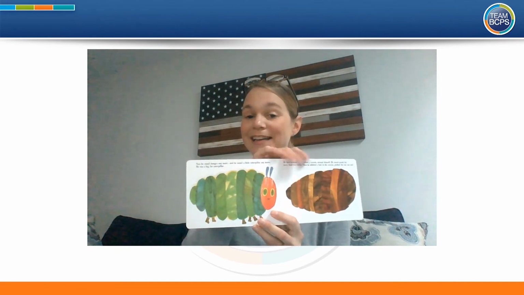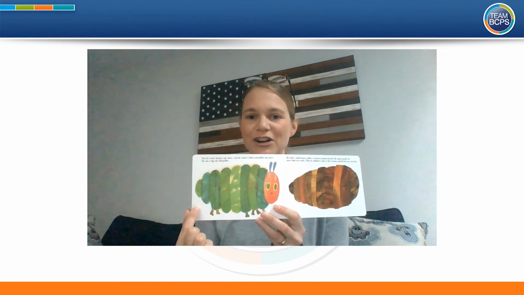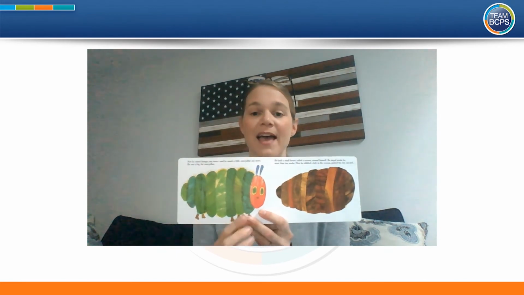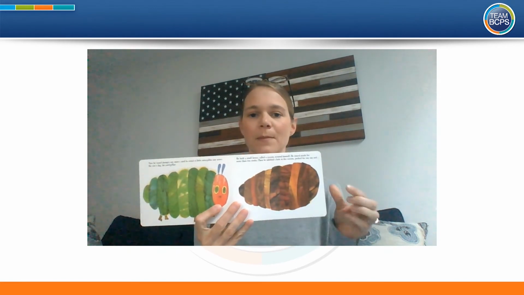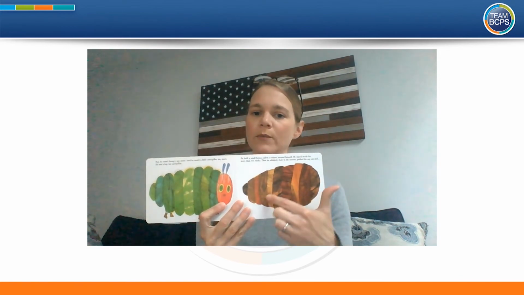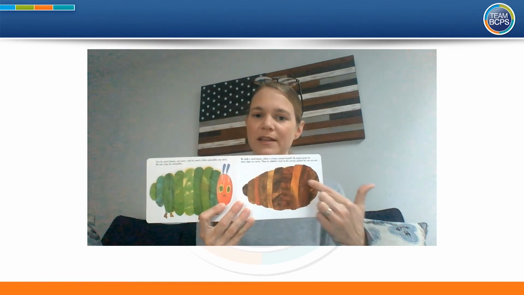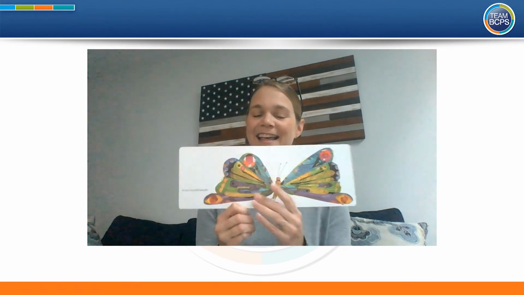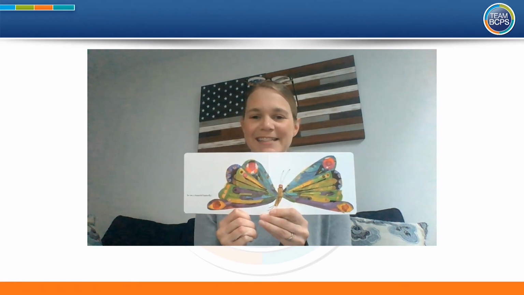That's right, he grew bigger. And then, before the caterpillar turned into a butterfly, what was this special house called that he built around himself? That's right, it was called a cocoon. That was the next stage in the caterpillar's life cycle. And the last stage was the butterfly stage.